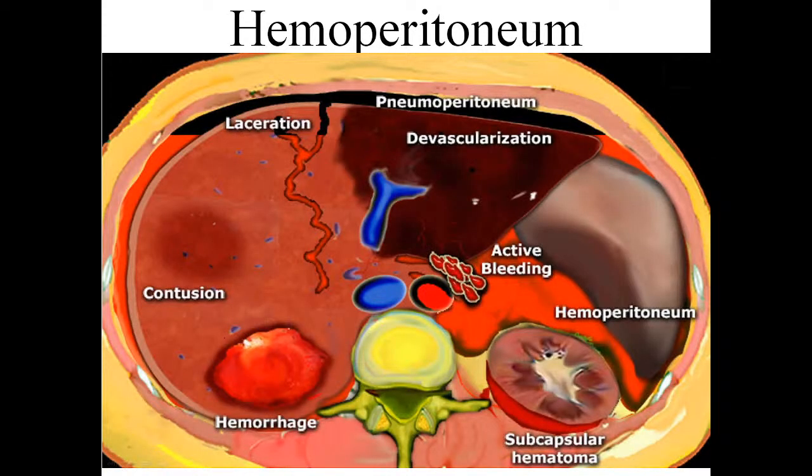Student, now we can see pictures of the abdominal cavity. At first you can see the laceration of the liver as a cause which led to bleeding. You can see the active bleeding in here, and this condition is called hemoperitoneum.